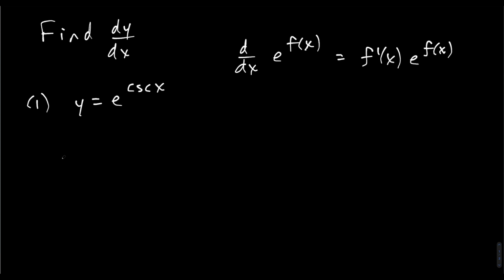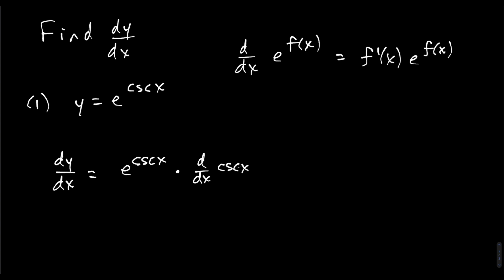So in this question, if I want to find dy dx, then all I have to do is e to the cosecant x times, and then f prime of x here represents the derivative of the exponent, and the exponent is cosecant x, so we're going to take the derivative of cosecant x.